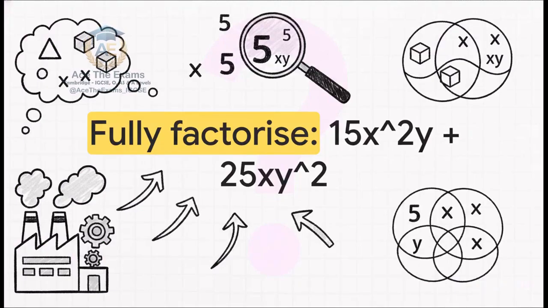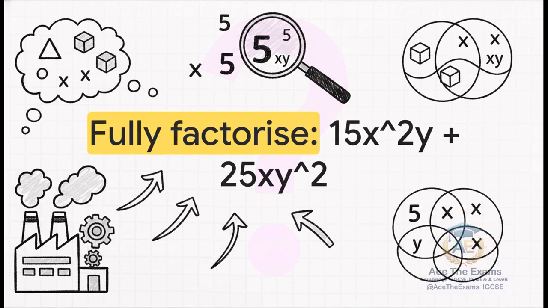Here is your next prompt. Fully factorize 15x squared y plus 25xy squared. Notice the word fully there. That is a massive hint from the examiner. If you just pull out one common factor but leave others inside, you will not get full marks. You need to identify the highest common factors for both the numerical coefficients, the numbers at the front, and the variables across both terms. I'd highly suggest pausing here.